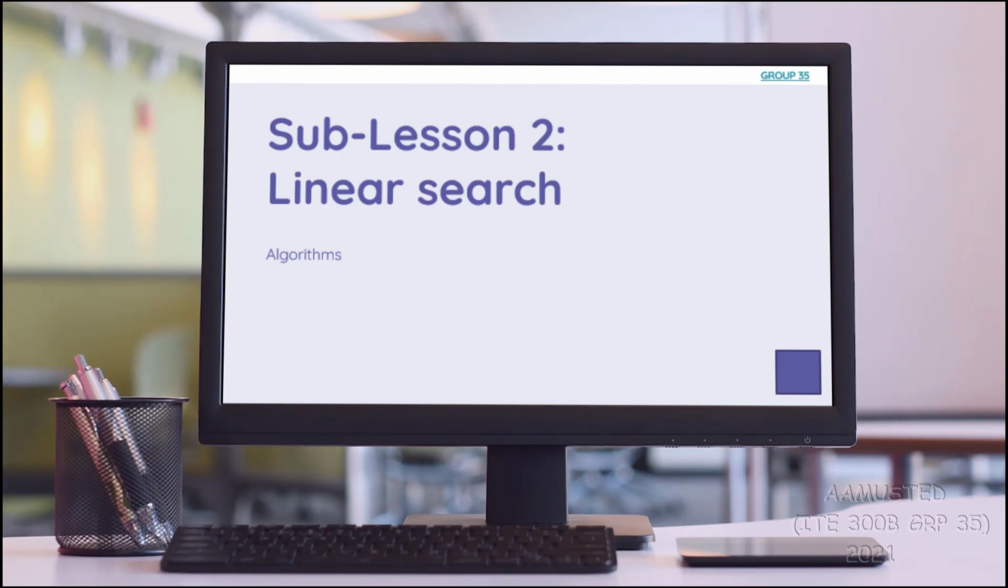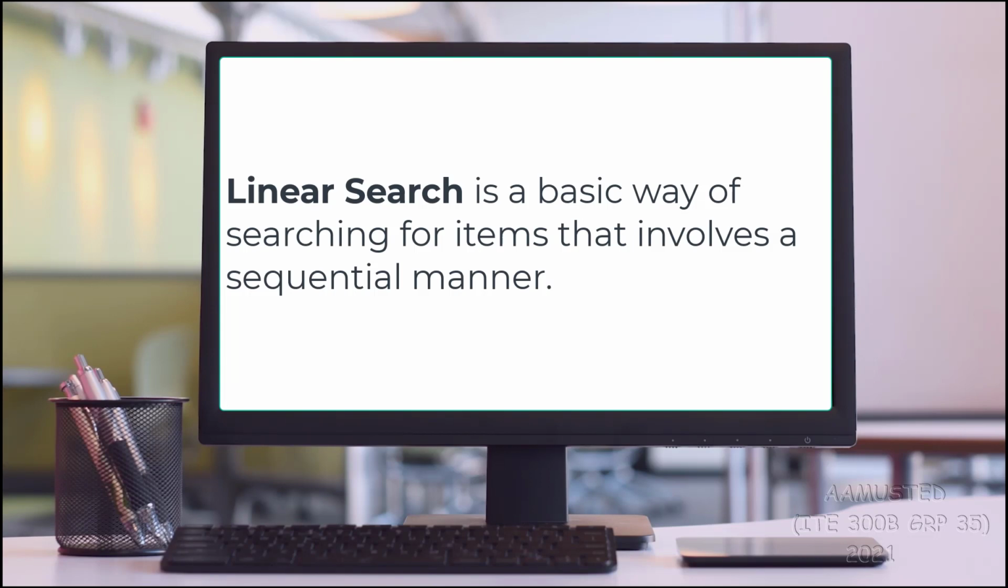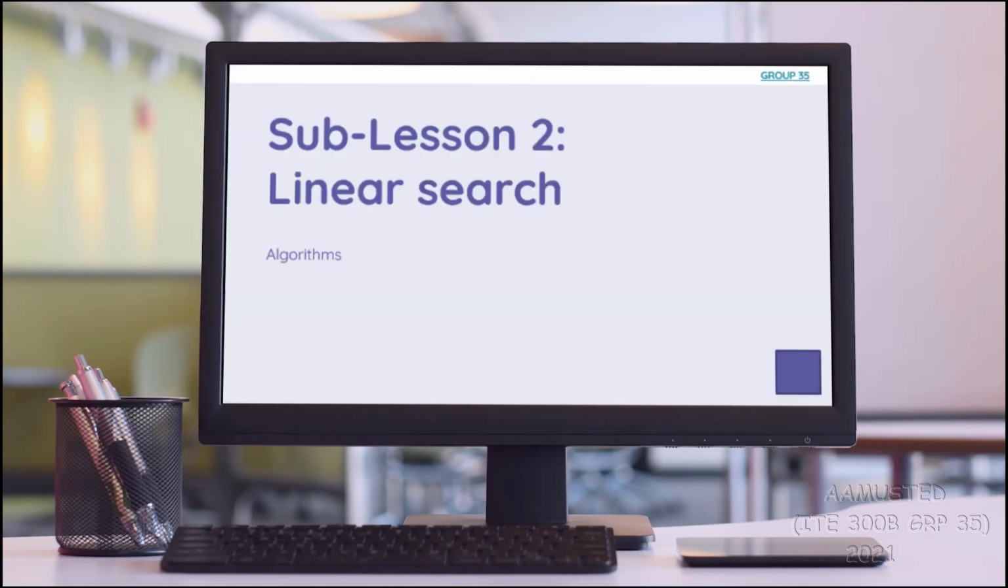So now we come to the definition of linear search. What then is linear search? From our earlier definitions of both linear and search, we say linear is something that is in a straight line, and search is when we are looking for something. So it simply means that it is a basic way of searching for items that involves a sequential manner. That is, by going through the items from the first through to the last without omitting any of the items until we are able to locate the item we are looking for.